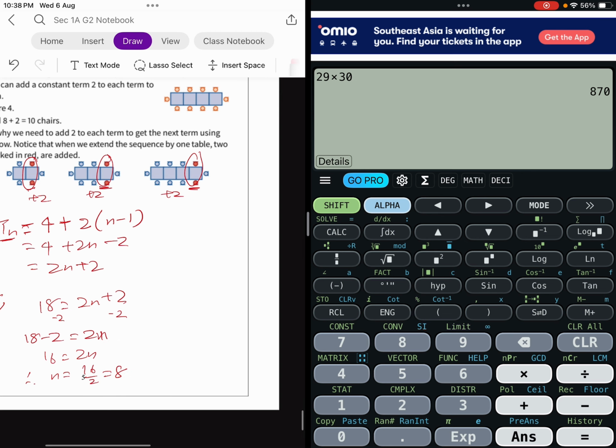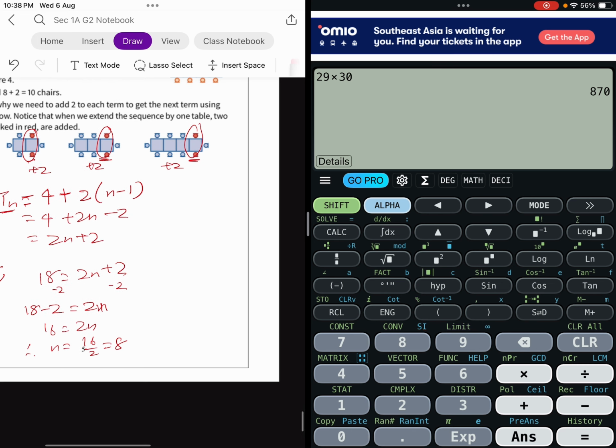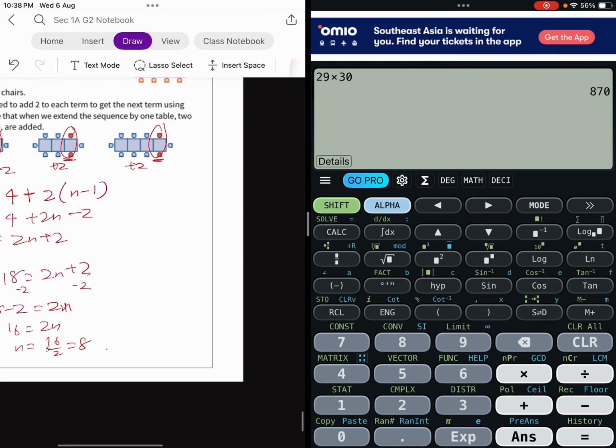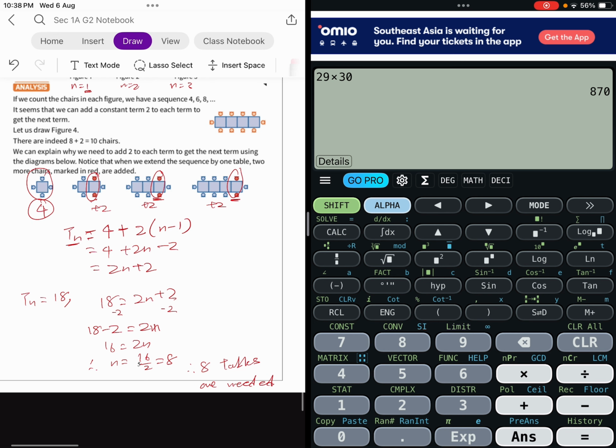So how many tables do we need? We need 8 tables. 8 tables are needed. I'm going to write it over here: 8 tables are needed. So hopefully you are familiar with this topic and able to do it on your own.